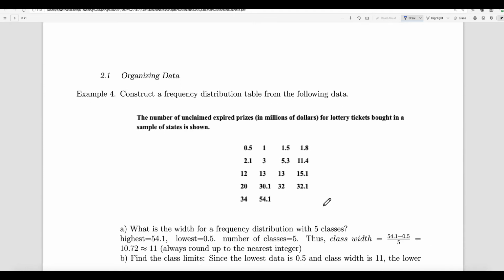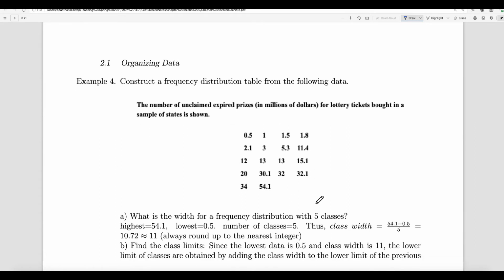Let us look at one more example with the decimal values in the data set. You see that there is 0.5, meaning most of the data have 1 decimal place. So we need to answer a similar question. All right. What is the width of a frequency distribution with 5 classes? What is the highest data point? Highest data point is this. What is the lowest data point? Lowest data point is this.